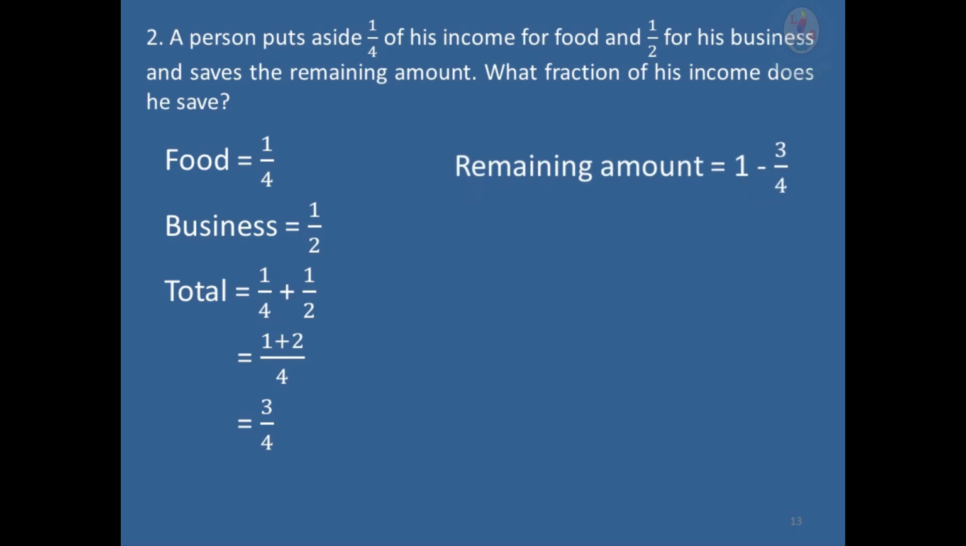Now we need to find the remaining amount. He saves the remaining amount. So how can we take this? 1 minus 3/4. 1 means 4/4 minus 3/4. The answer is 1/4. The remaining amount is 1/4. He is going to save 1/4.